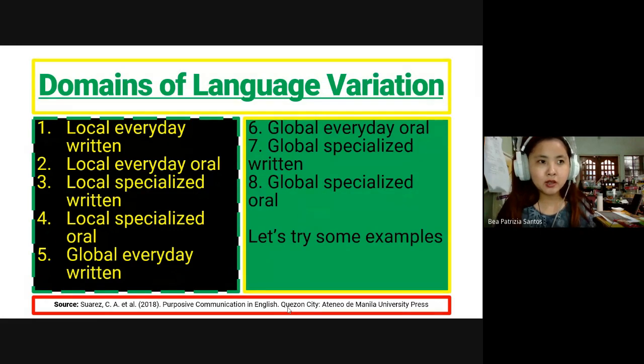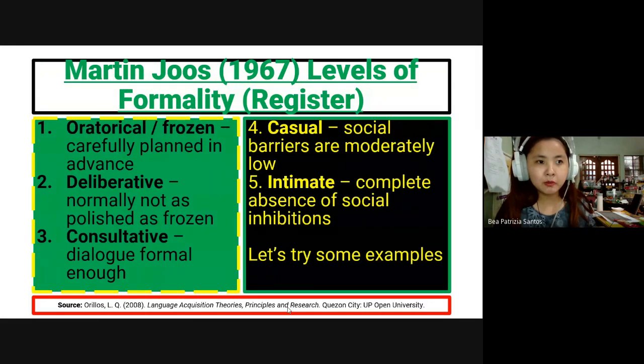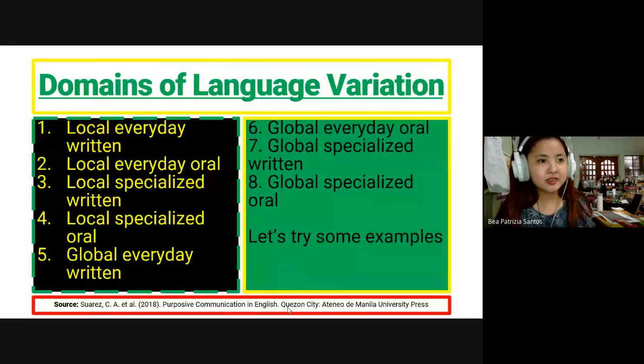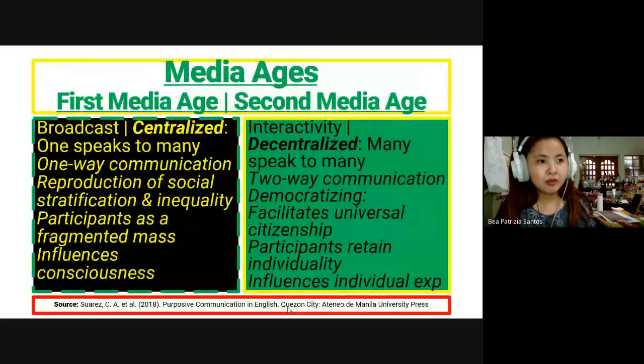So after this topic about domains of language variation, we have the media ages. That is our final topic for today. So how do we differentiate the first media age and the second media age from each other? You can read that on your own as well.